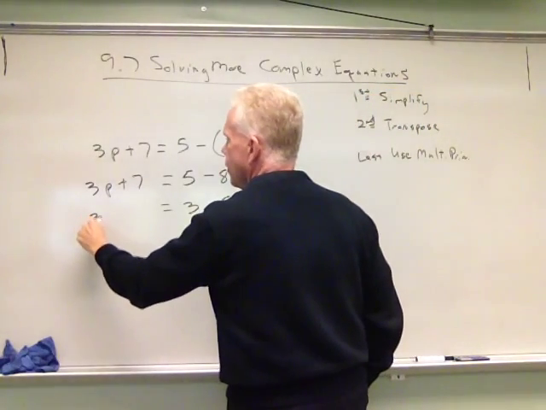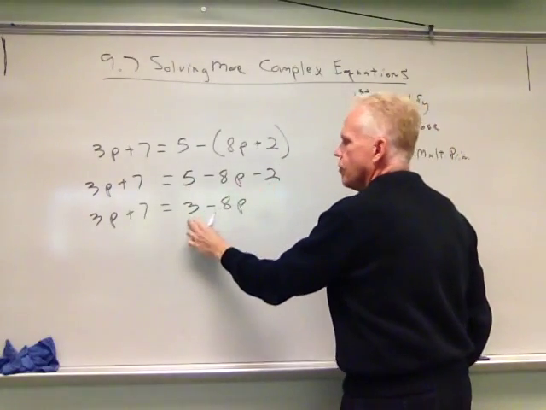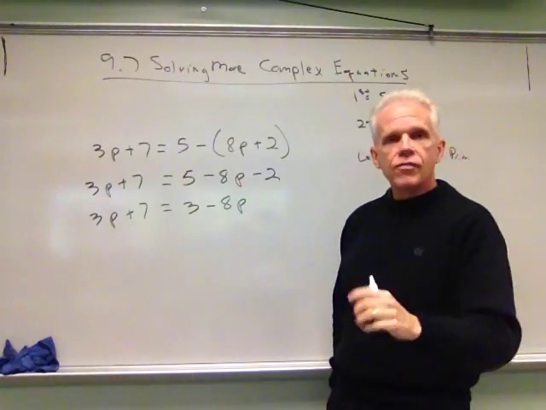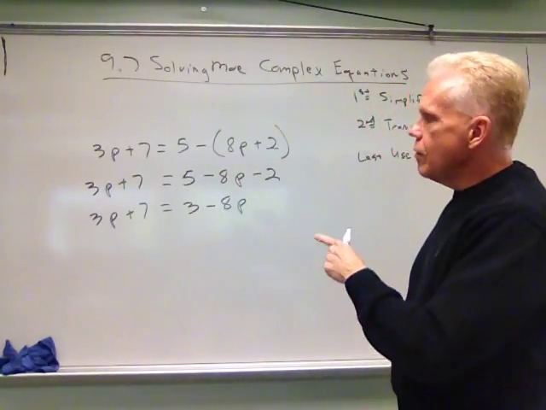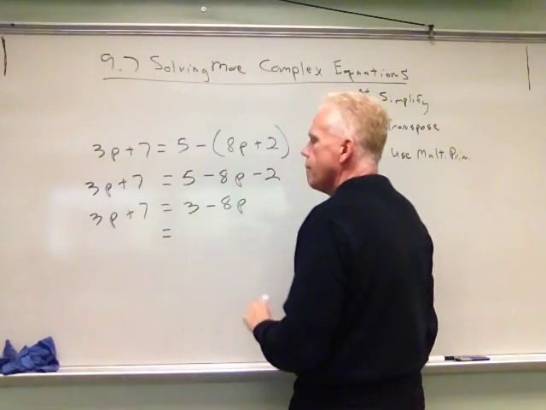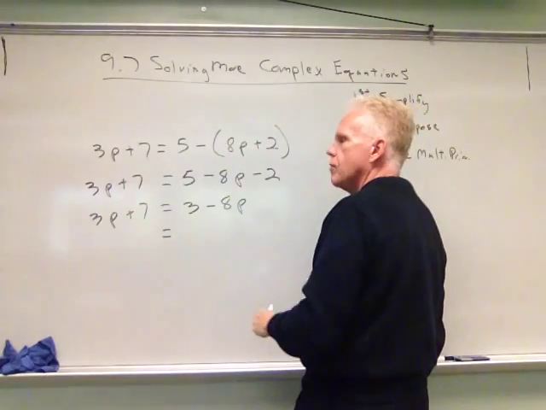Over here, we're still dealing with 3p plus 7. So the 5 and the negative 2 is a 3, negative 8p is right there. All right? So we have now simplified both sides. Now, let's go to transposing. Let's do some quick transposing here. Let's get the p's over on the left. Let's get the numbers that don't have p's on the right.